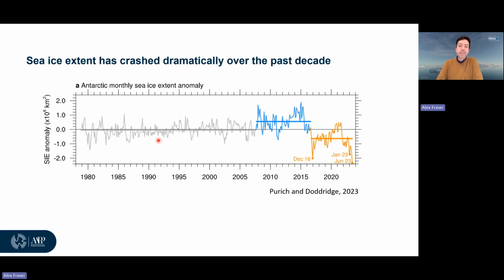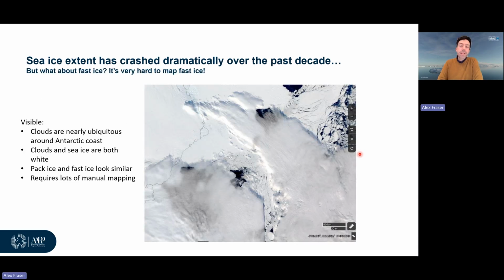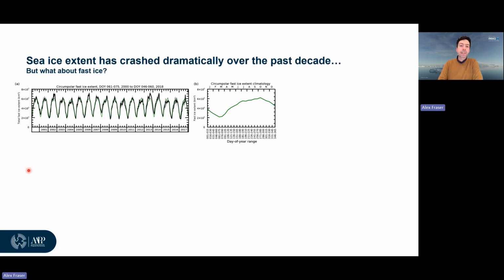As I mentioned, sea ice has dramatically crashed over the last decade. We went from unheard-of highs throughout the 2010s to unheard-of extreme lows from about 2016 onwards, and it's persisted even into this year as well. We can easily map the amount of sea ice around Antarctica, but it's much harder for us to map fast ice. We've done it traditionally using visible imagery, but we have the problem of clouds with visible imagery. Clouds and sea ice are both white, and pack and fast ice look very similar. So there was a lot of manual mapping required to separate fast ice from pack ice.